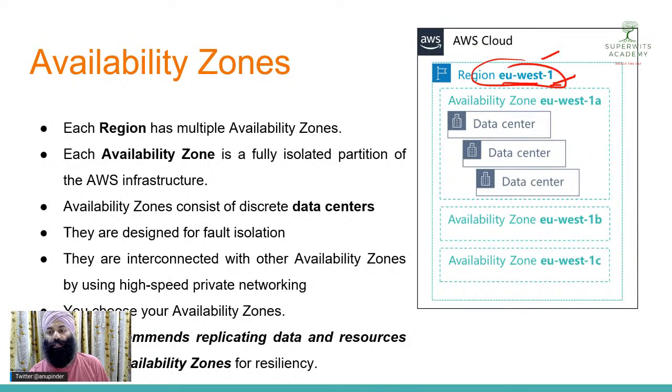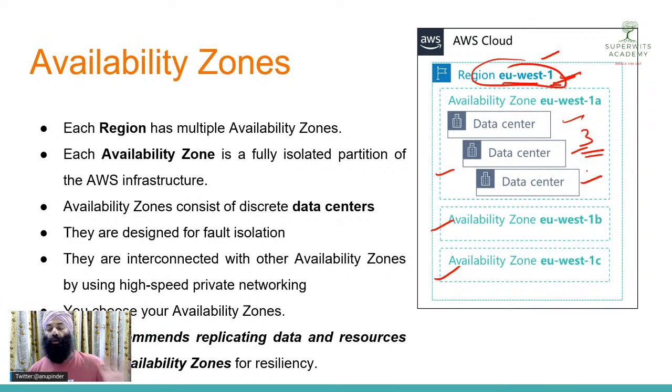So these are generally coded with particular names, and each region has three availability zones. The first availability zone has three different data centers, geographically distant from each other, but they provide you the redundancy in the availability zone itself, right? So an availability zone consists of different discrete data centers, and they are designed so that they have fault isolation.